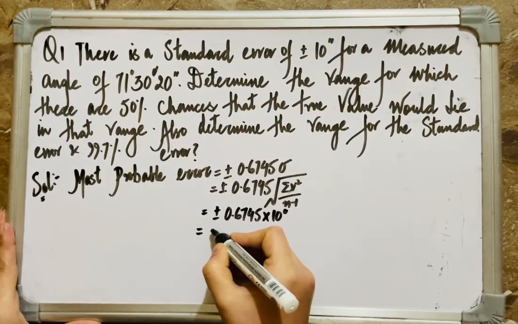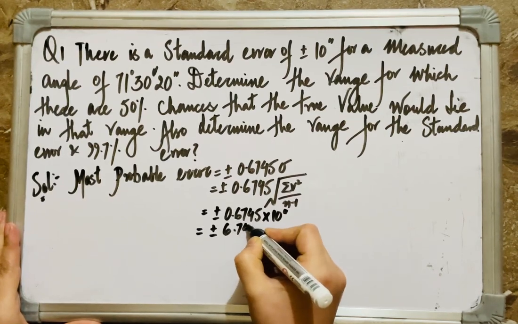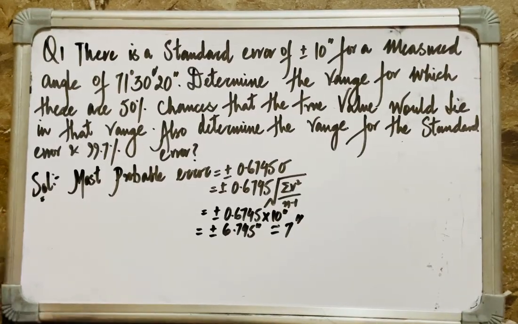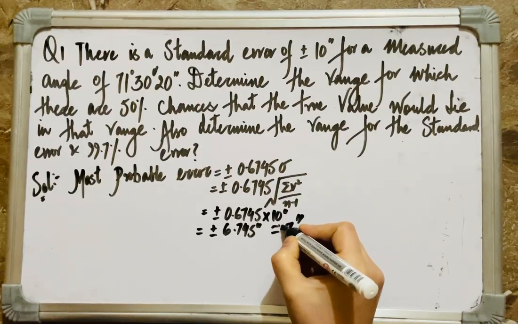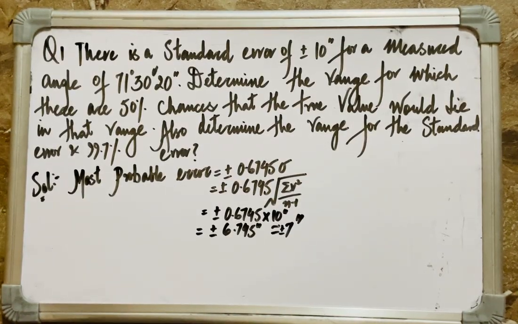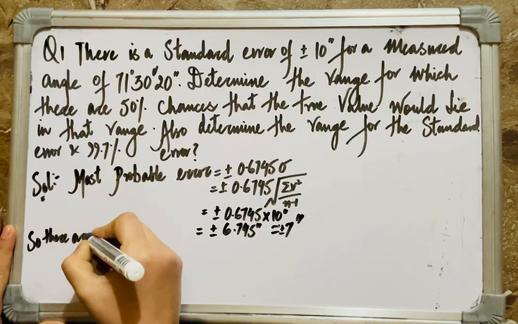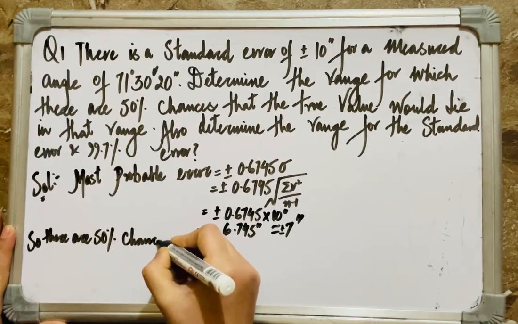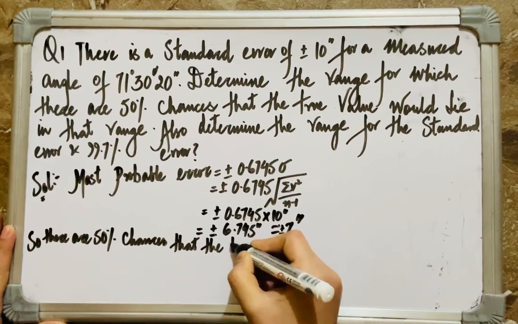That means our most probable error is how much? Plus minus 6.745 seconds, or approximately, let's suppose, 7 seconds. So our most probable error is plus minus 7 seconds. So there are 50% chances that the true value, I'll write it down over here, will lie in which range?